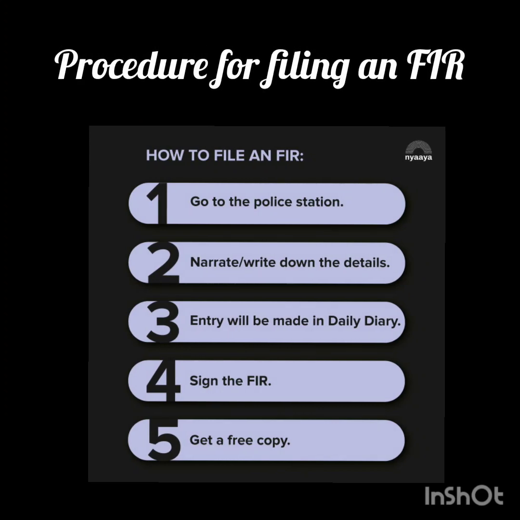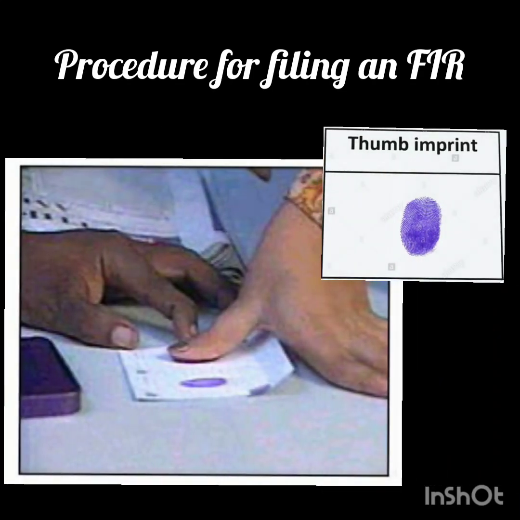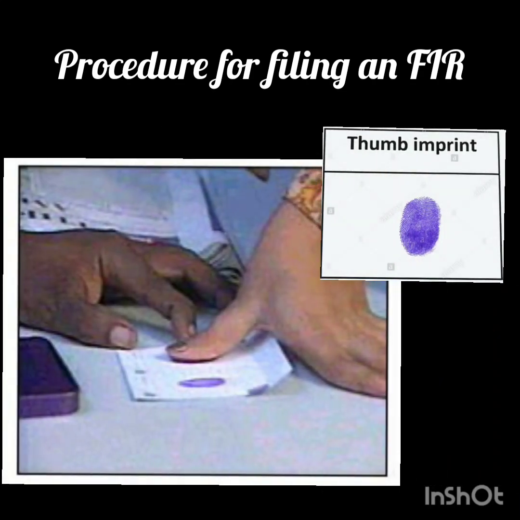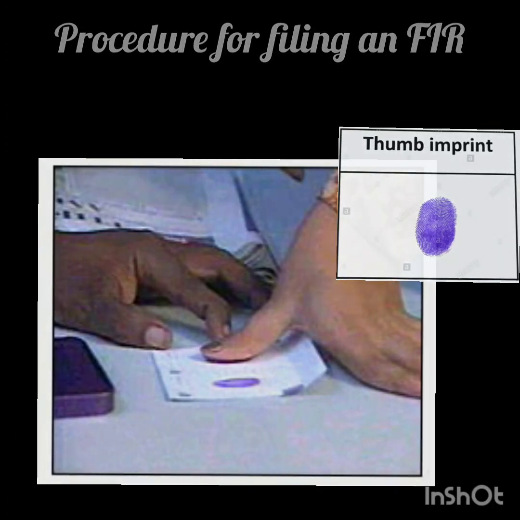Procedure for filing an FIR. When someone gives information about an offense orally, the police must write it down. Once the information is recorded by the police, it must be signed by the person giving the information. If the person is illiterate, he or she should put his or her left thumb impression on the report after being satisfied that the information recorded is correct. The complainant should be given a copy of the FIR.